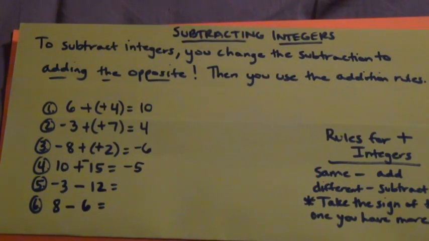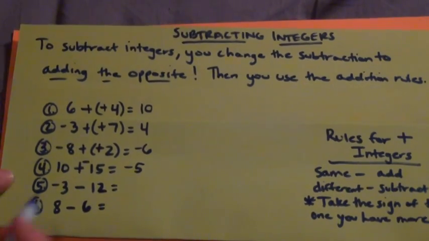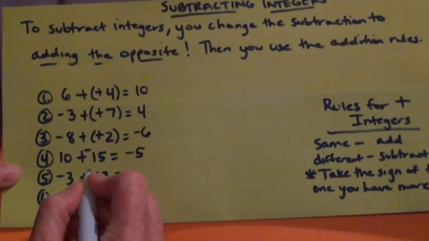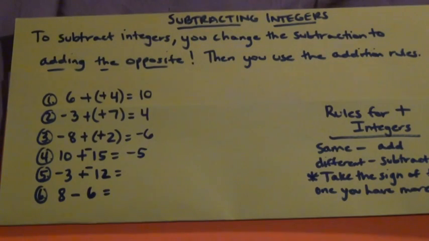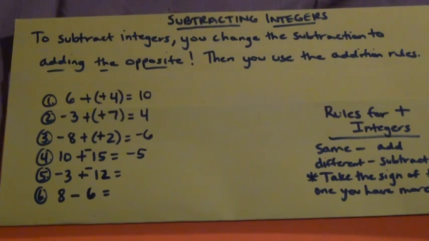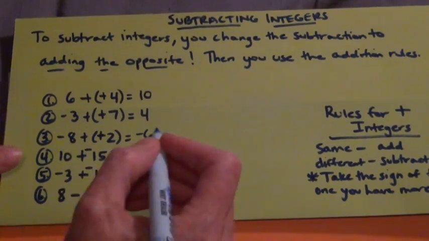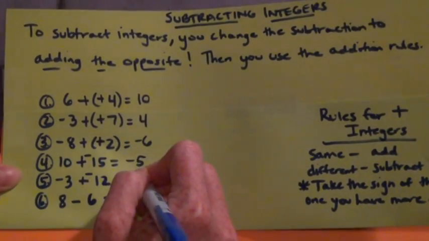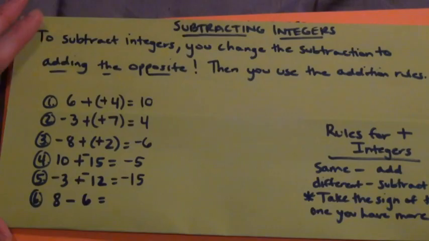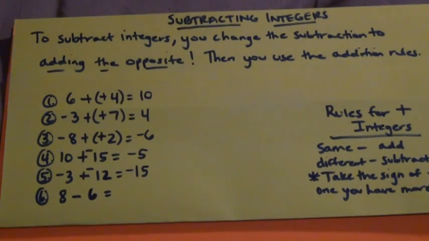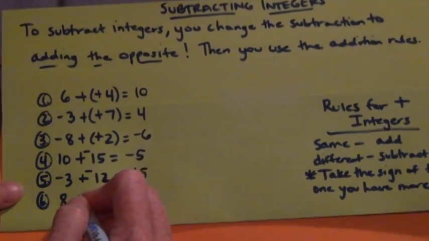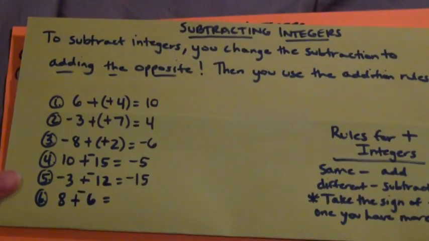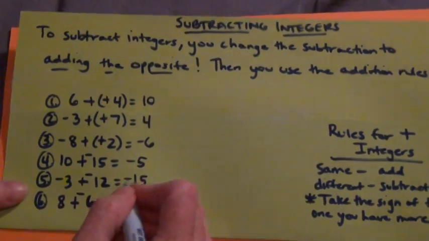Number 5, 3 minus negative 12. Change it to adding the opposite. I add those because I have 2 negatives. Same sign add. My answer is negative 15. Number 6, 8 minus 6. Change it to adding the opposite. Subtract because they're different signs. I have positive 2.